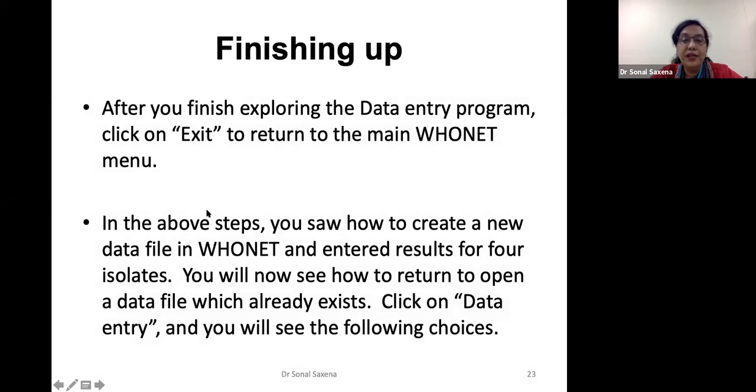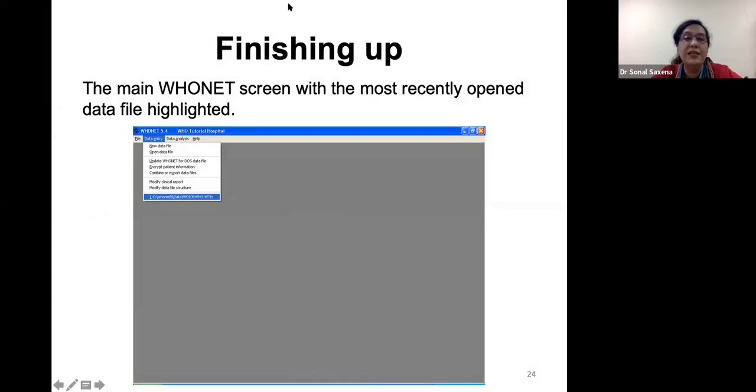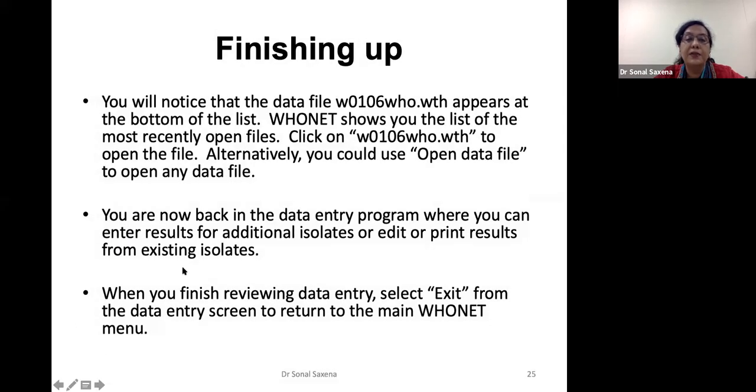Now, once you've done that, you can click on exit and you come down to the menu. Once you've saved the isolate, you will come down. Somebody has asked that they're not seeing the data file entry. So this is where you open the data file where you want to enter, and then maybe you'll get it. I don't know what's wrong. It should have a file, it has a data entry. If you have not created a lab, then go to this file and open the WHO test hospital. Maybe that is why you're not seeing data entry, because you've not created a file as yet. In a fresh one, you may not see it. So you have to first open your lab.